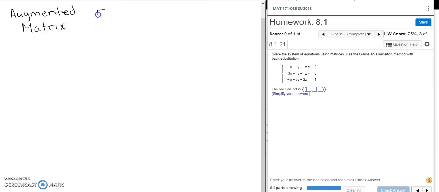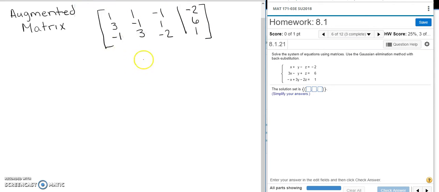Okay, and in that augmented matrix, we've got 1, 3, negative 1, 1, negative 1, 3, negative 1, 1, negative 2, and negative 2, 6, and 1. Okay, and you would go through by hand and you would rework this with row operations until you got something with ones on the diagonal and zeros underneath.